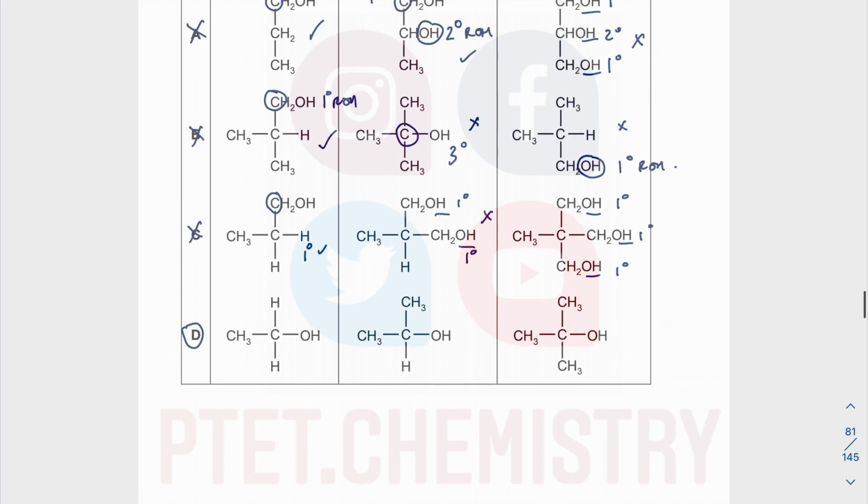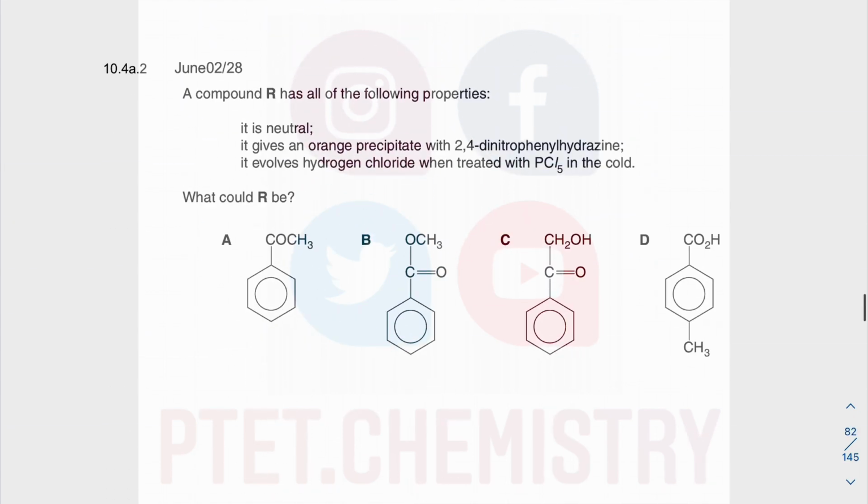Let's go through D then. The carbon with the OH is bonded to one other carbon. That is a primary alcohol. The carbon with this OH is bonded to two other carbons. This is a secondary alcohol. The carbon with the OH here is bonded to three other carbons. This is a tertiary alcohol, just as required. Alright? Moving on to the next question.